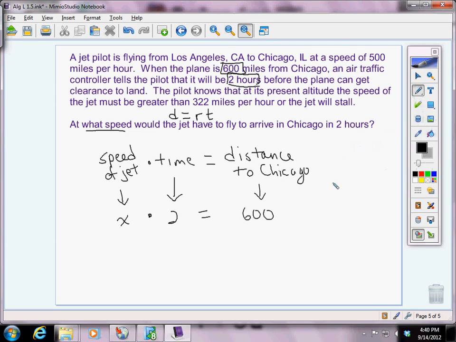Okay, now we can solve. We're solving for x, so what number times 2 equals 600? Well, hopefully you would agree that x has to be 300, because 300 times 2 equals 600. Great, so we come up with 300 as its speed. Okay, so maybe we would say speed has to be miles per hour, however you'd like to write it.